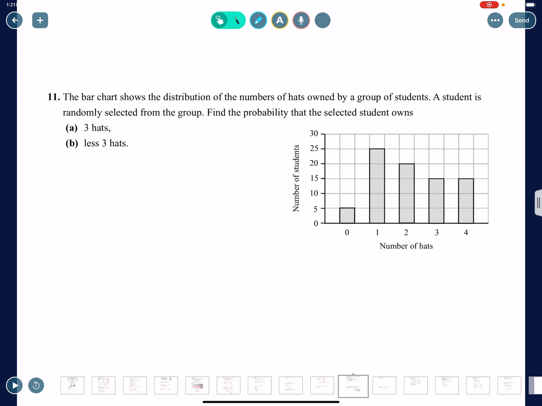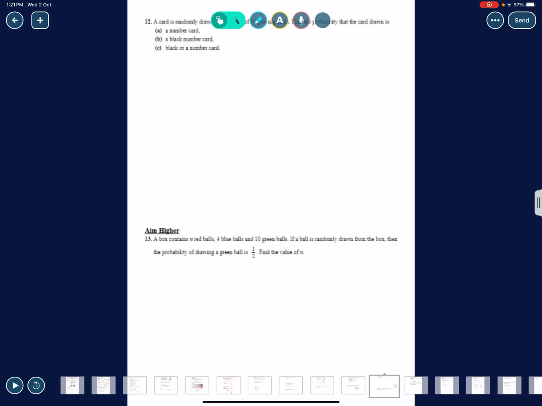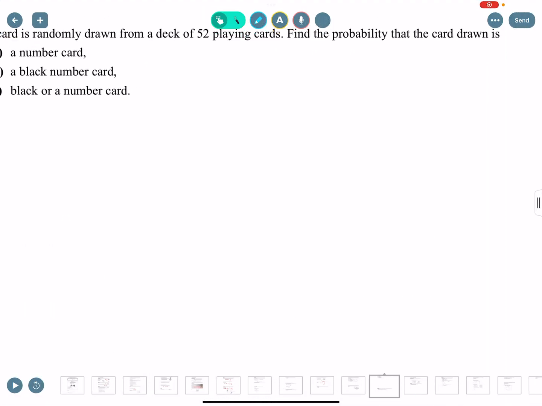Alright, these are just in a different form. So there's a lot of types of questions for probability. I think the concept is easy to grasp. It's just how well you understand the question. Okay, let's go with playing cards.